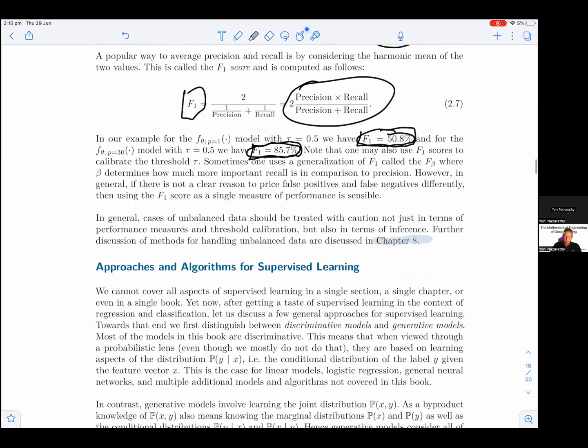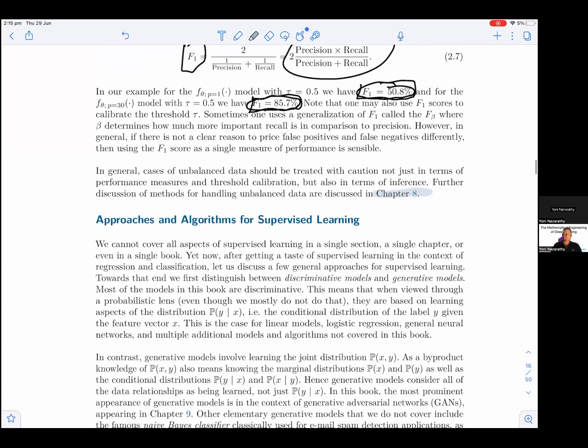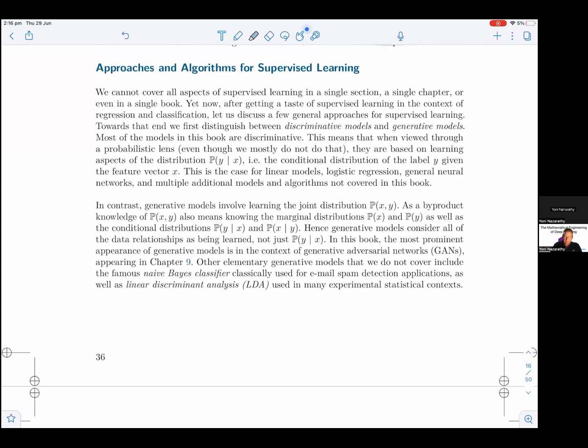Approaches and algorithms for supervised learning. We cannot cover all aspects of supervised learning in a single section, a single chapter, even in a single book. Yet now, after getting a taste of supervised learning in the context of regression and classification, let us discuss a few general approaches for supervised learning. Towards that end, we first distinguish between discriminative models and generative models.